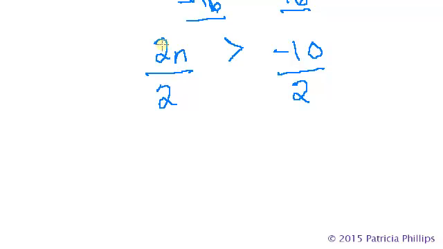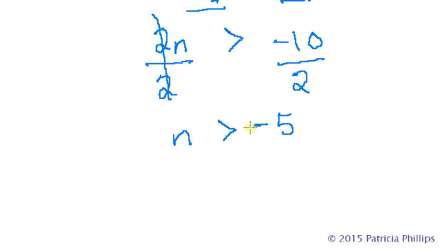Okay, it's going to cancel out on the left, and we're going to be left with n is greater than negative 5. 10 divided by 2 is 5, so negative 5. Now, you will notice that we did not flip or reverse the inequality in this. Our answer is negative, but still, because the 2 that we were using is positive, we don't have to flip the sign.